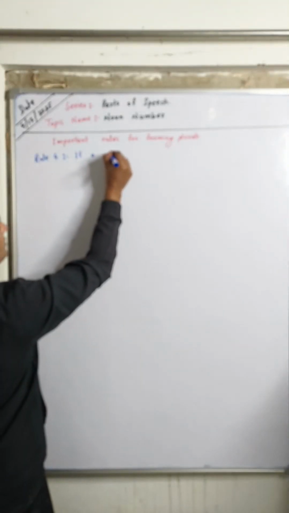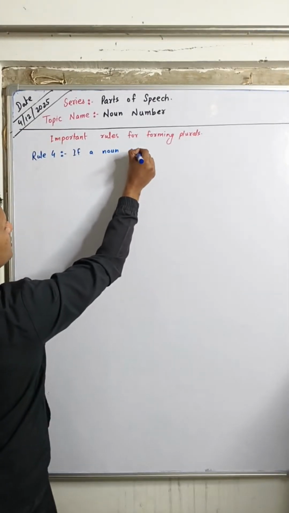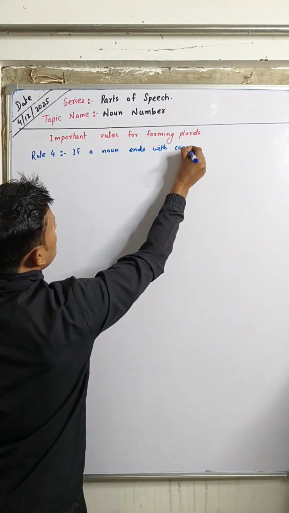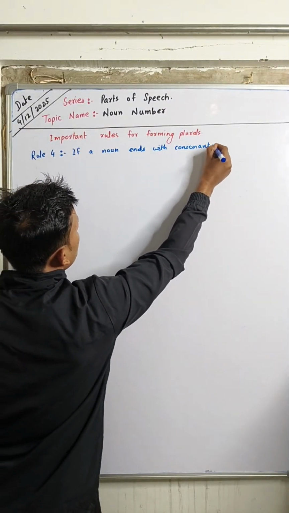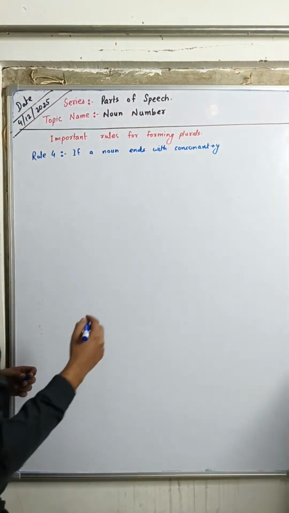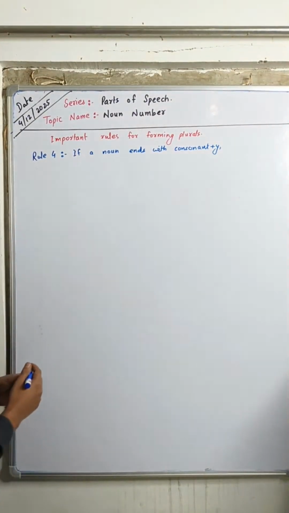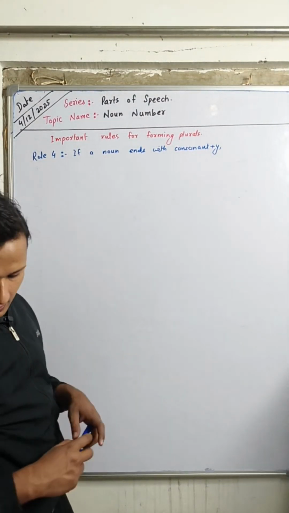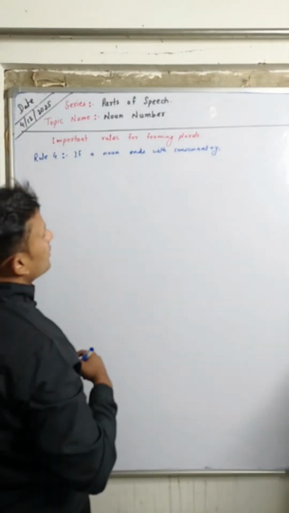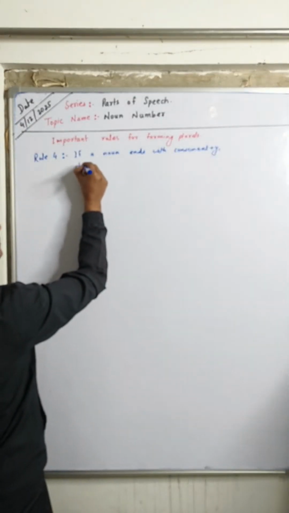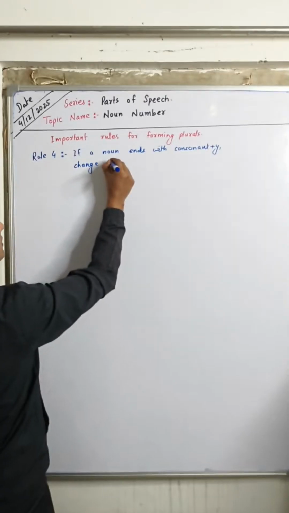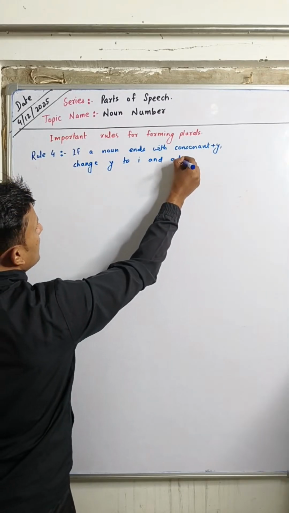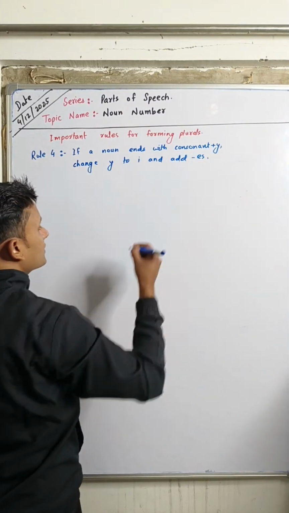If a noun ends with consonant plus y. Yesterday in rule number 3 we have learned about a noun ending with vowel plus y. Now this rule says if a noun ends with consonant plus y, change y to i and add es. So this rule is very simple.